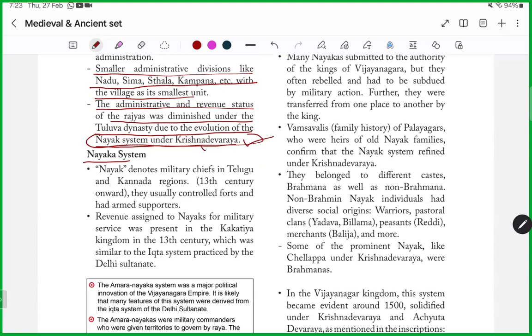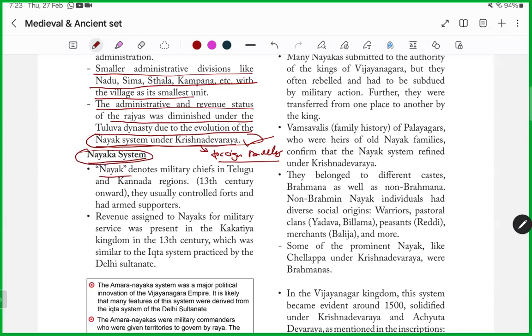All right. So the accounts of Krishnadevaraya were given by which foreign traveler? This is very important. Domingo Paes, very good. So this Nayaka system was introduced by Krishnadevaraya, and let's see what the Nayaka system is.